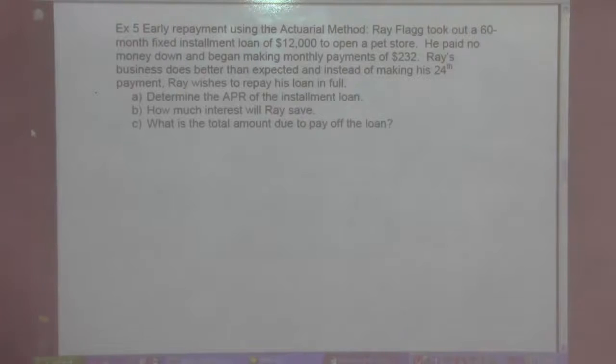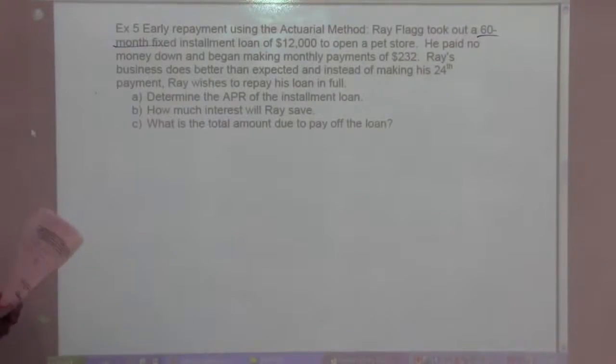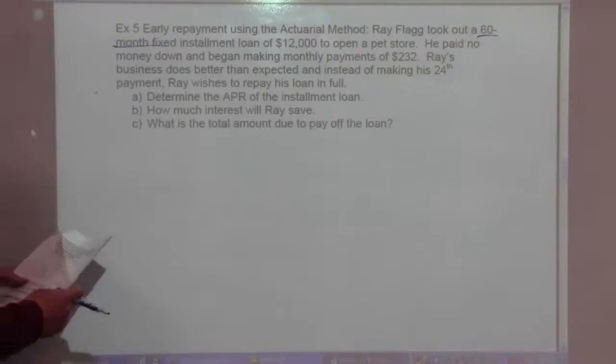Early repayment using the actuarial method. Ray Flagg took out a 60-month fixed installment loan, originally 60 months of $12,000 to open a pet store. He paid no money down and began making monthly payments of $232. Ray's business does better than expected. Instead of making his 24th payment, Ray wishes to repay his loan in full. First, determine the APR of the installment loan. Second, how much interest will Ray save, and what is the total amount due to pay off the loan?